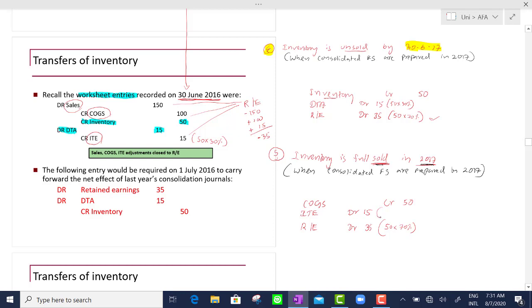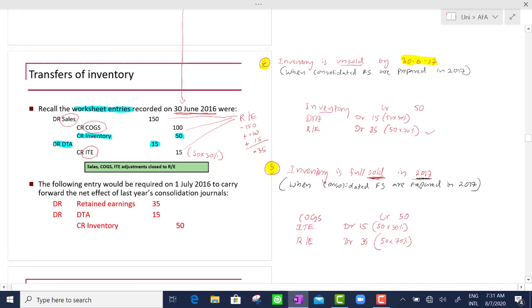Okay, if I take the way it is calculated, 50, cost of sales credit means expense decreased, therefore profit increased. Based on the increased profit, you have to pay 30% tax, that is 50. So this is scenario number 5, right? With respect to the inventory, we discussed 5 scenarios: number 1, number 2, number 3, number 4, and number 5.